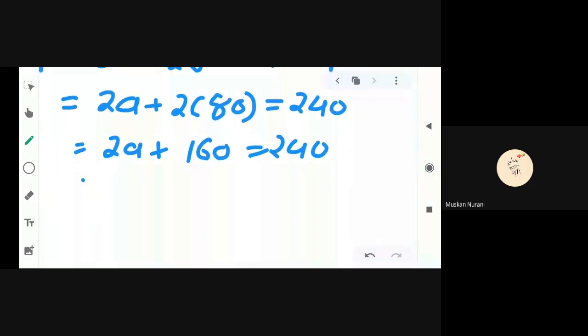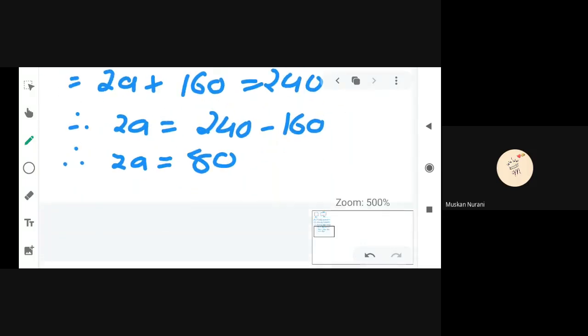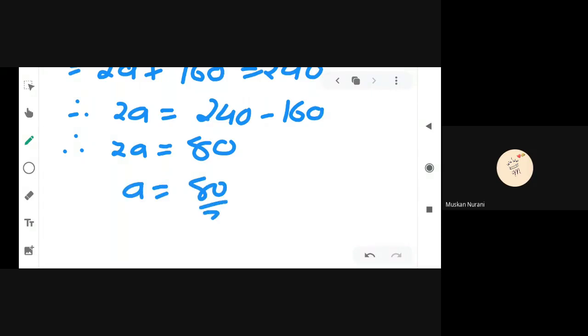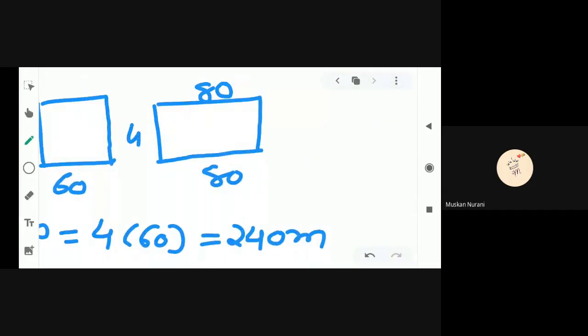So 2a is equal to 160. We are subtracting from 240. So we get 2a is equal to 80. And a is equal to 80 divided by 2, which is 40. Right? So the rectangle has a breadth of 40 meter.